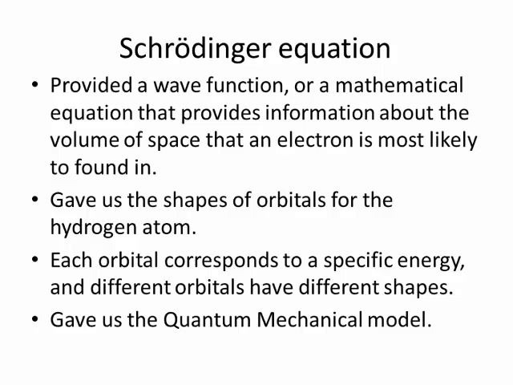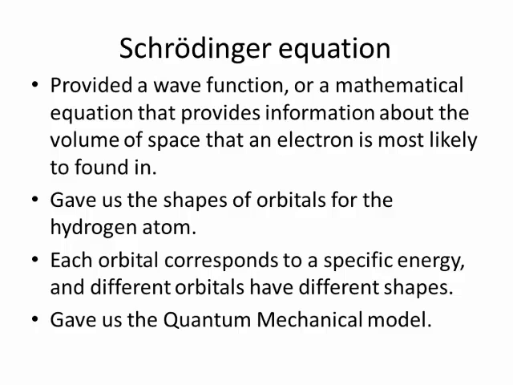A scientist by the name of Schrödinger provided us with a wave function, which is just a mathematical equation that gave us information about the volume of space that the electron is most likely to be found in. So it's a combination of wave mechanics from physics and probability and statistics from math, and putting the two together, he was able to generate shapes of possible orbitals. And that's what they referred to them as, orbitals. Even though the electron's not orbiting, they still used that kind of idea and called them orbitals.